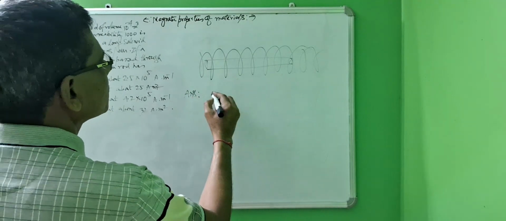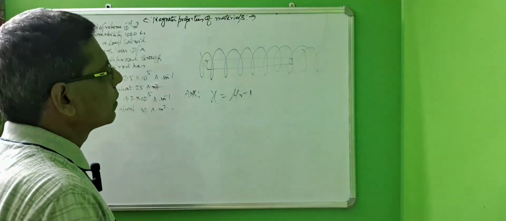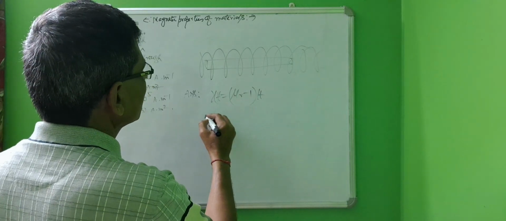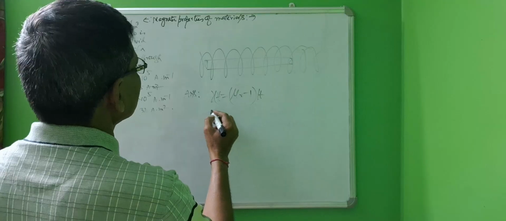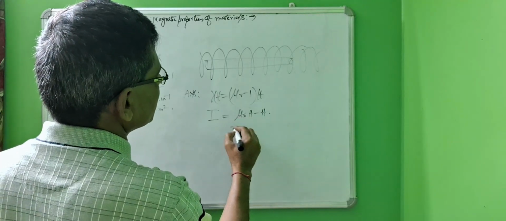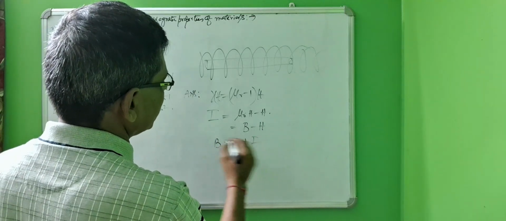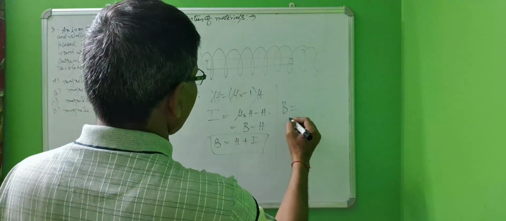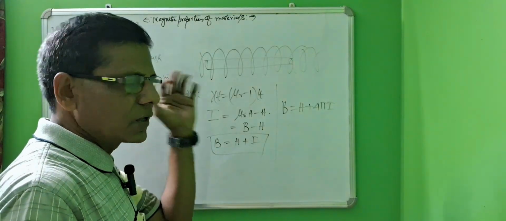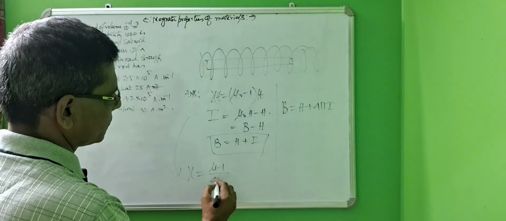Here we know chi equals mu r minus 1. We know chi H equals I, which is the magnetization. I equals mu r H minus H. Mu r H equals B minus H. So B equals H plus I in the SI system, and in the CGS system B equals H plus 4 pi I. This system is not taken here.